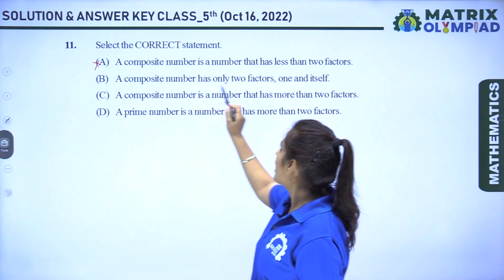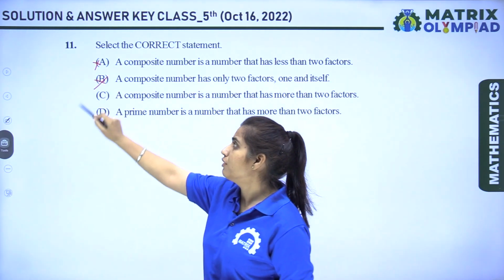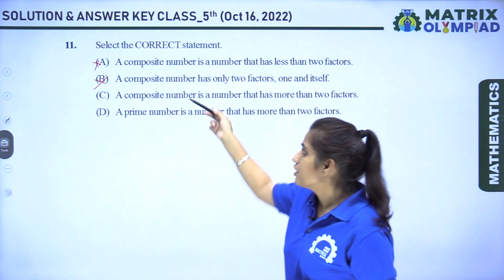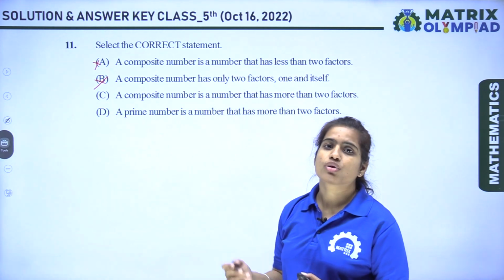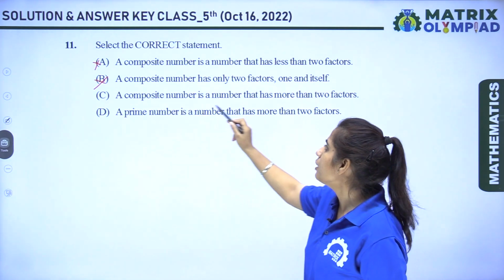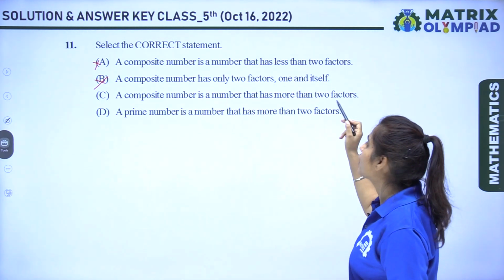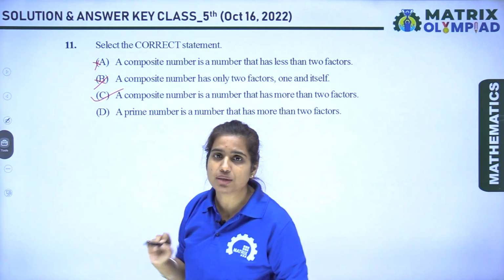A composite number has only 2 factors, one and itself. No, it is not true, because we have already discussed that a composite number is a number which has more than 2 factors. The third option: a composite number is a number that has more than 2 factors. Yes, this statement is correct for a composite number.